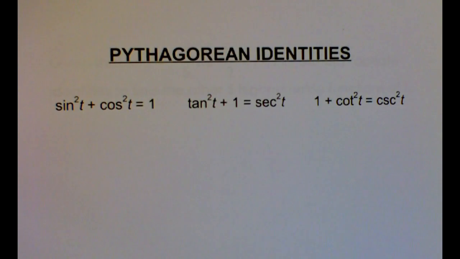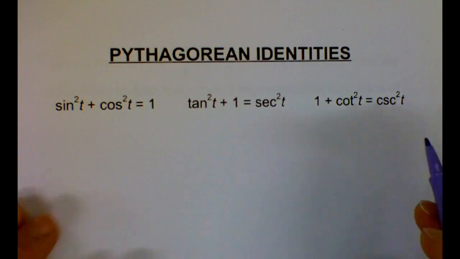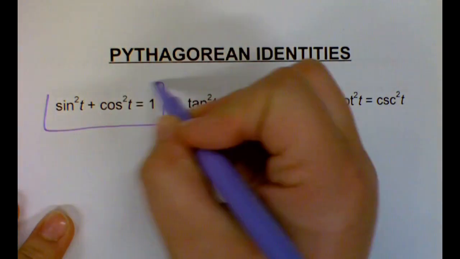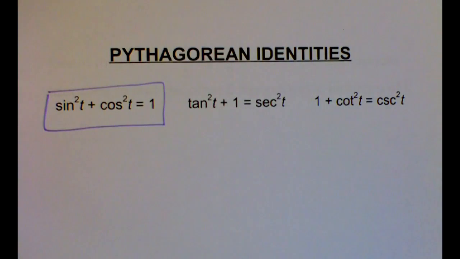Then we have the Pythagorean identities. And if you remember none of these other Pythagorean identities, remember this one. Sine squared plus cosine squared equals 1. You can get to the other ones from that. But tangent squared plus 1 is equal to secant squared. 1 plus cotangent squared is equal to cosecant squared.